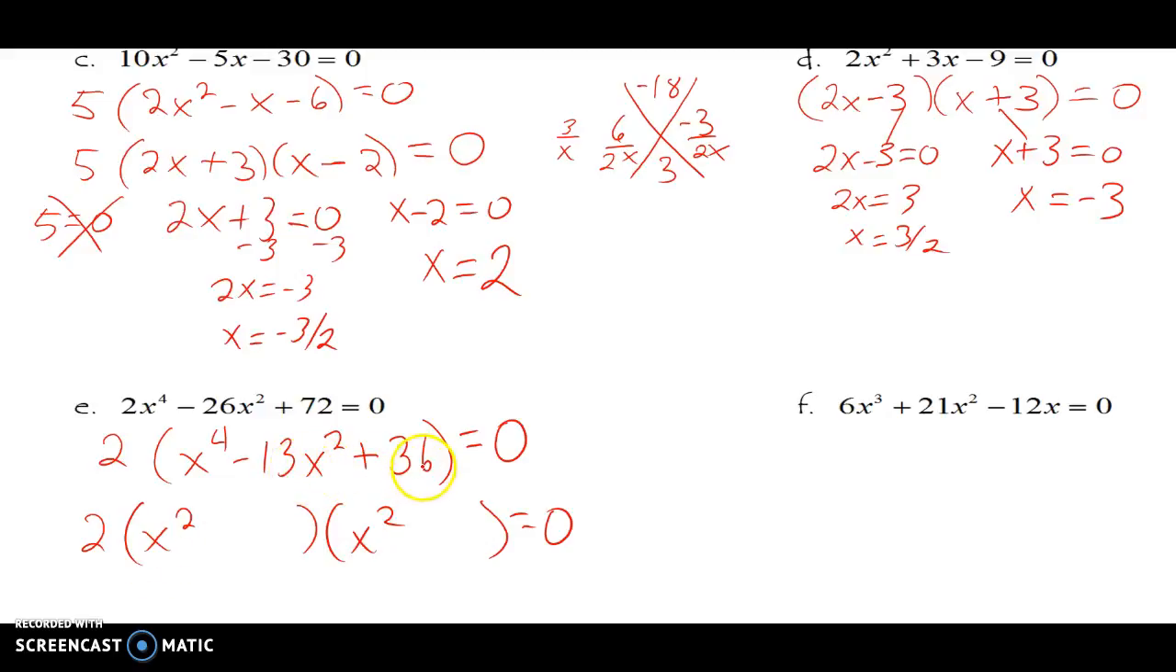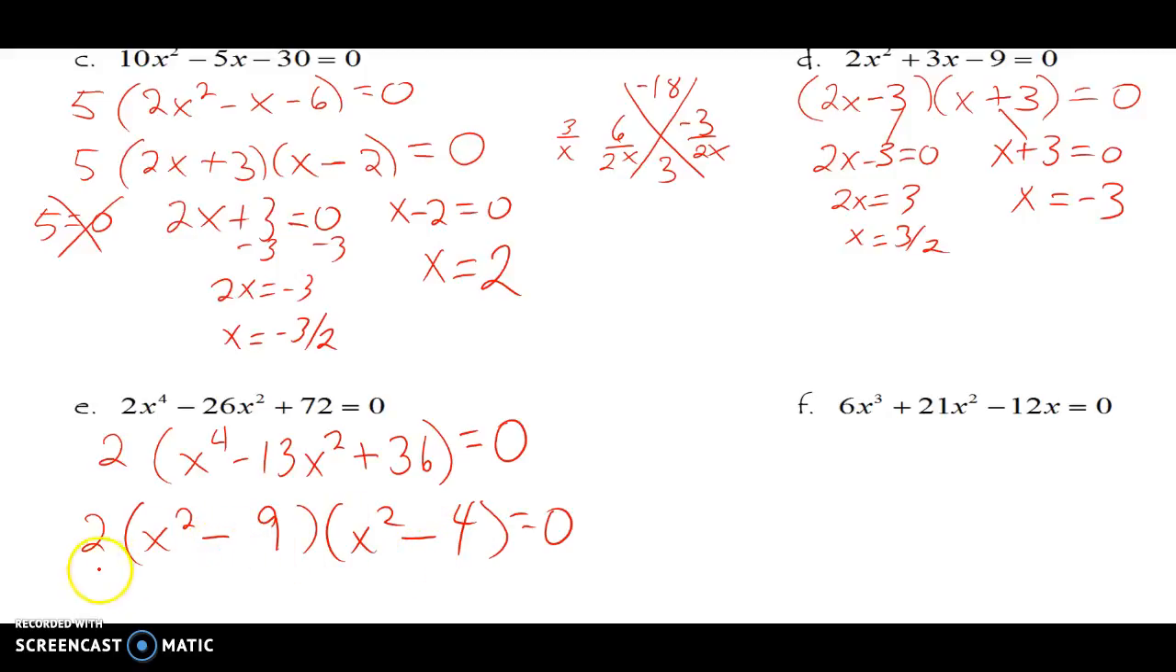So now I need factors of 36 that would give me a negative 13. They both have to be negative in order for the product to be positive, but the middle term to be negative. So they would be 9 and 4, because 9 times 4 is 36. I add negative 9 and negative 4, and I get negative 13. So we check this and see how it would take us back. These are equivalent expressions. And now each of these is also factorable.